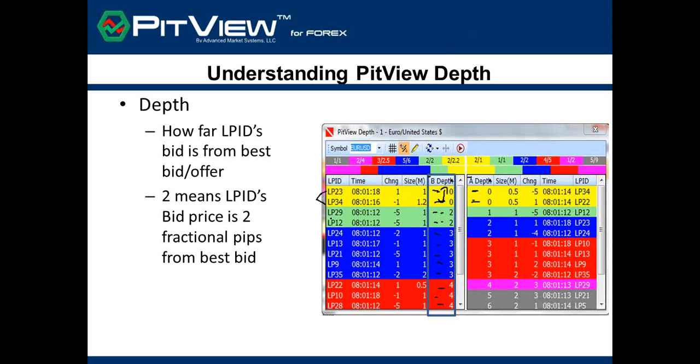When you see LP29 and LP12 right in here, when it shows a 2, and you saw that it's green, it's a different color, showing that they are outside of the best bid. And LP12 over here is outside of the best ask. 2 means that they're 2 fractional pips away from the best bid price. LP24, all these other market makers down in here, they're 3 fractional pips or 3/10 of a pip away from that best bid or ask price.